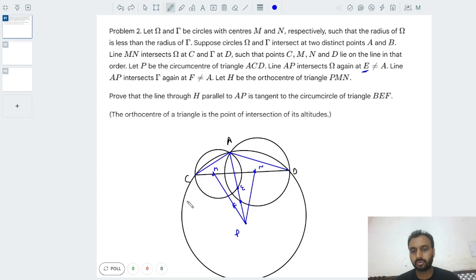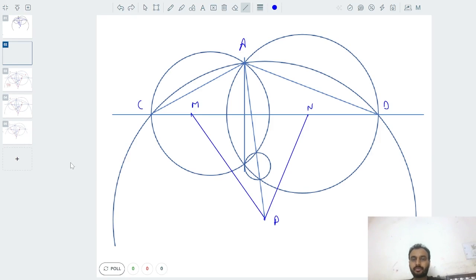Prove that the line through H parallel to AP is tangent to the circumcircle of BEF. So basically point B is this, right? As the two circles intersect at A and B, so this point is B. Okay, so we have this diagram. We can see the circle also here that is passing through B, E and F.